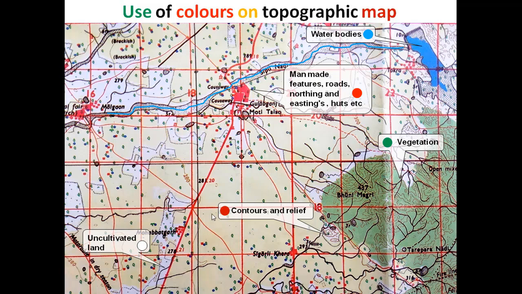The white patches on the topographical map represent bad land, or we call it uncultivated land. A large part of the topographical map is covered with yellow color. Yellow color represents agricultural land. Names along the settlement, spot height, some code numbers or units are shown or written with black color.